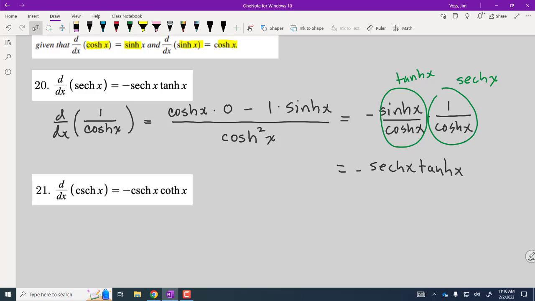You all work on that second one while I take roll. So find the derivative of cosech using the quotient rule.